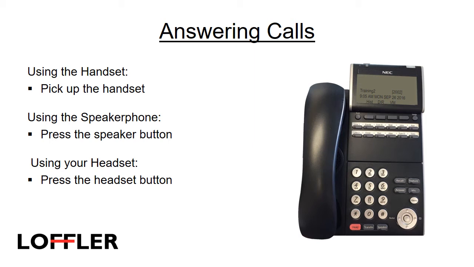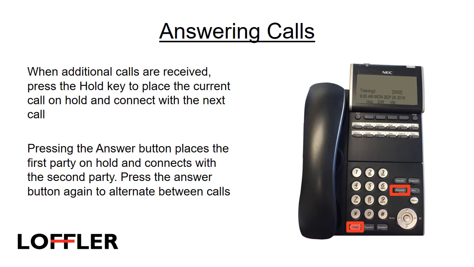To answer a call using your speakerphone, press the speaker button. To answer a call using your headset, press the programmed headset button. When additional calls are received, press the hold key to place the current call on hold and connect with the next call. Pressing the answer button places the first party on hold and connects with the second party. Press the answer button again to alternate between the calls. This only works with external calls.